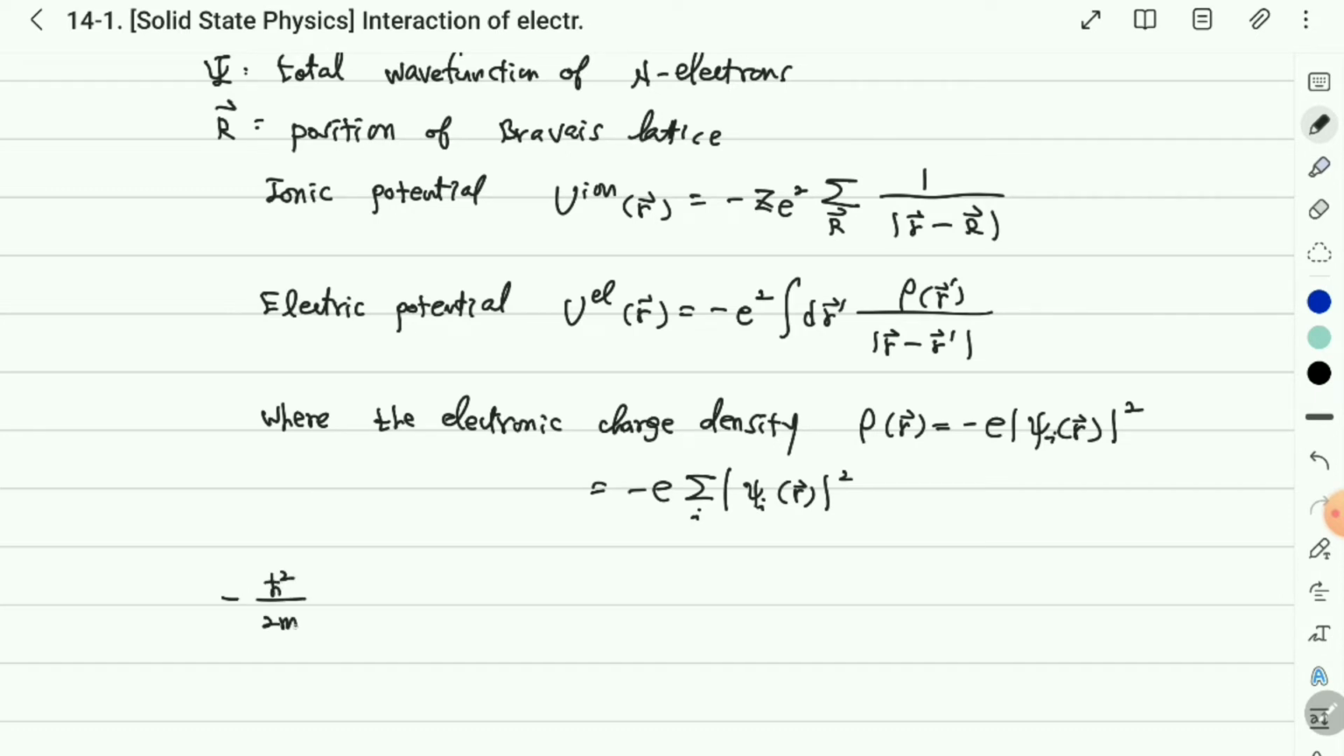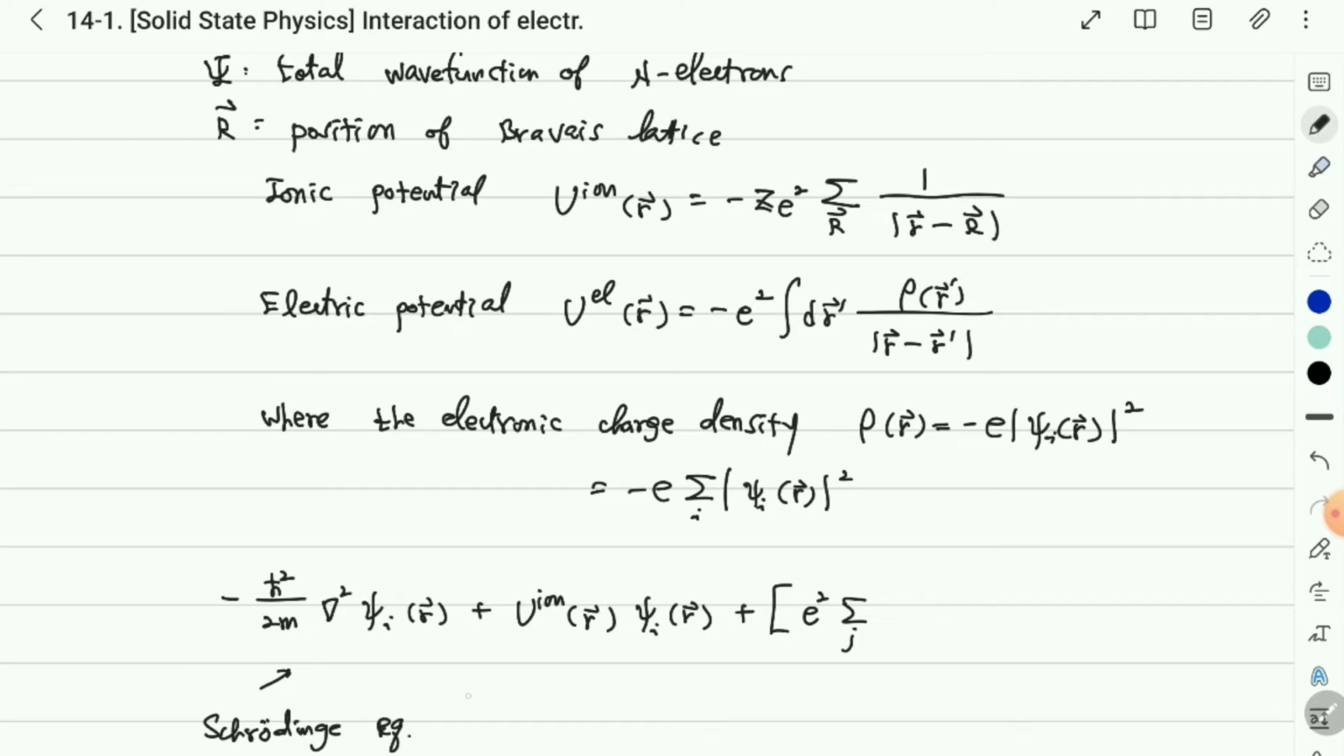and also here minus h bar square over 2m Laplacian psi i of r plus the ion interaction psi i, and plus here we can think that for a fixed electron state, the electron-electron interaction is e square times the summation over j, for a fixed electron at the i state. Here is the Schrödinger equation for the ith particle.